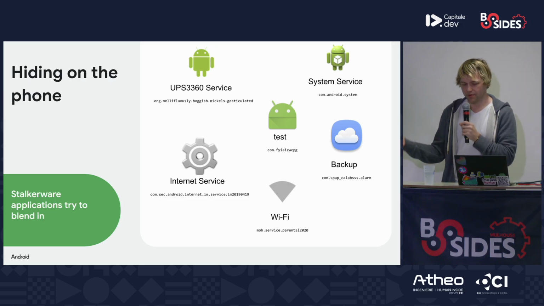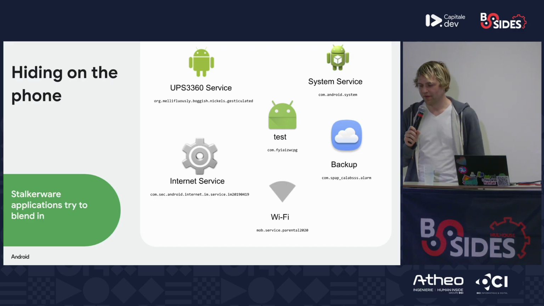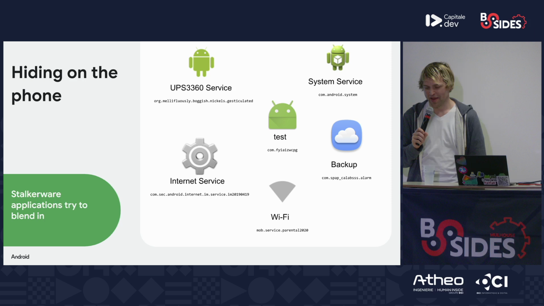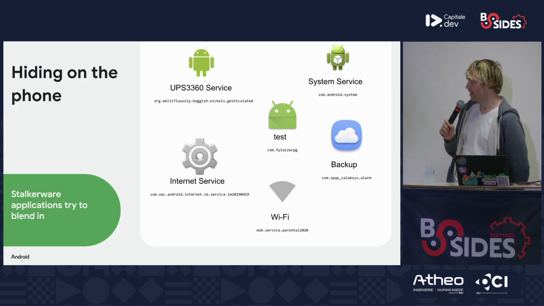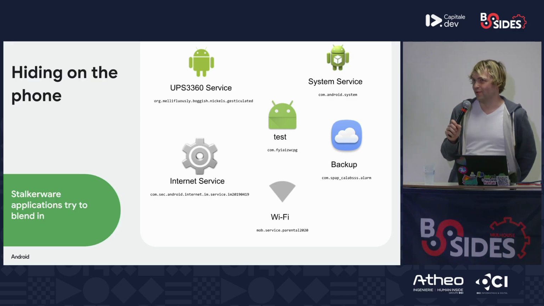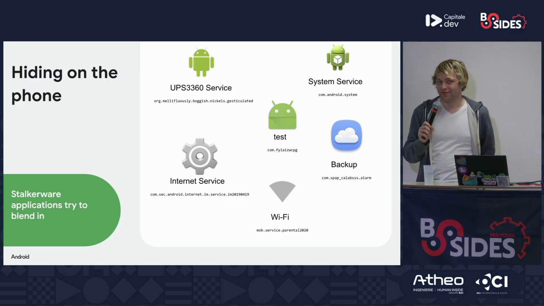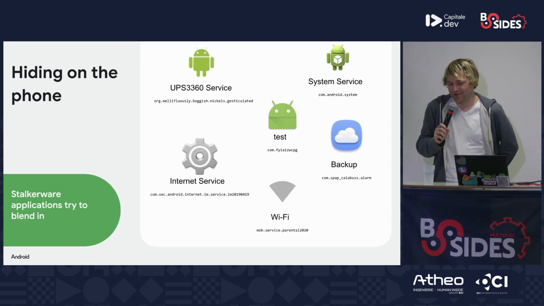And here are a couple of these Stalkerware apps. So obviously they try to hide themselves on the device. They will use things like system service and the package name com.android.system, or they will call themselves backup or test or UPS 3360 service with randomly chosen English words as package name, or internet service or Wi-Fi, stuff like that. So you can see that if it's a monitoring app for your employees, there's no reason for you to name your app test or system service, right? You can just call it a monitoring app.